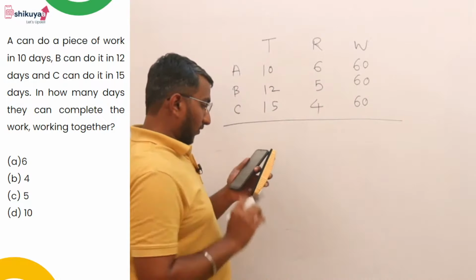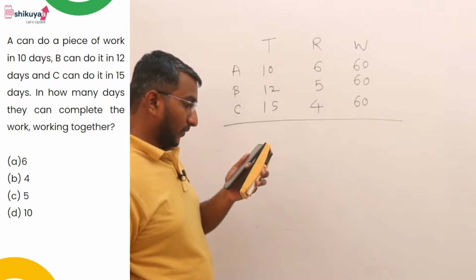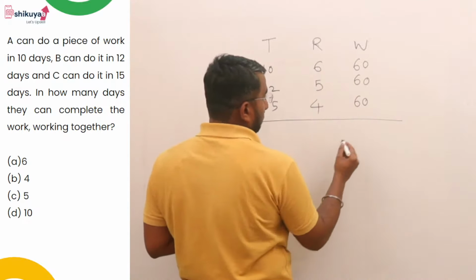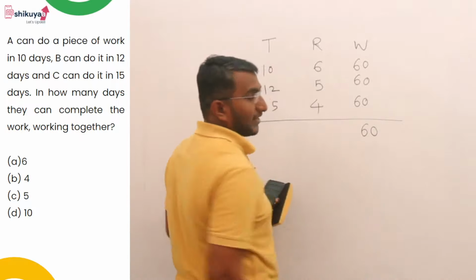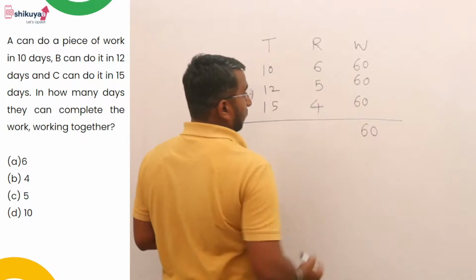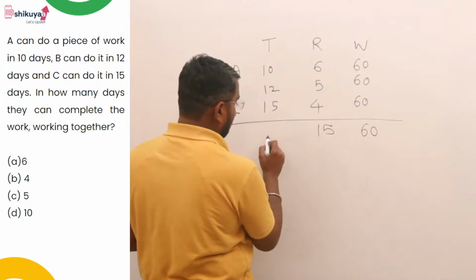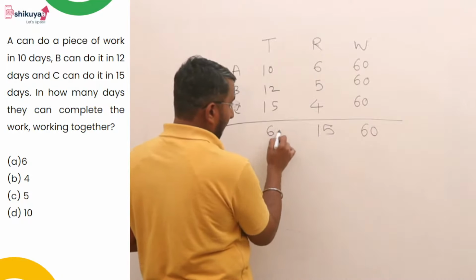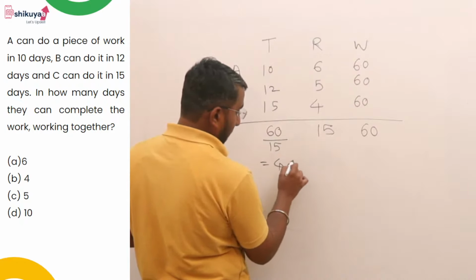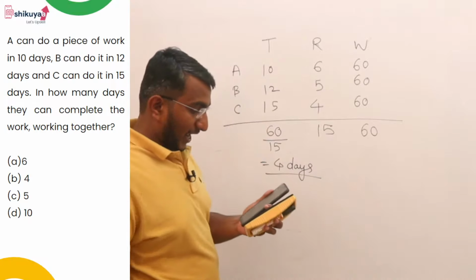Now further, what they have asked is, in how many days they can complete the work working together. So what is the together rate? 6 plus 5 plus 4. Together LCM, that is work done has to be the same, that is 60. 6 plus 4, 10, plus 5, 15. So together how much time they will require is 60 upon 15, which is equal to 4 days. So that is as simple as that.